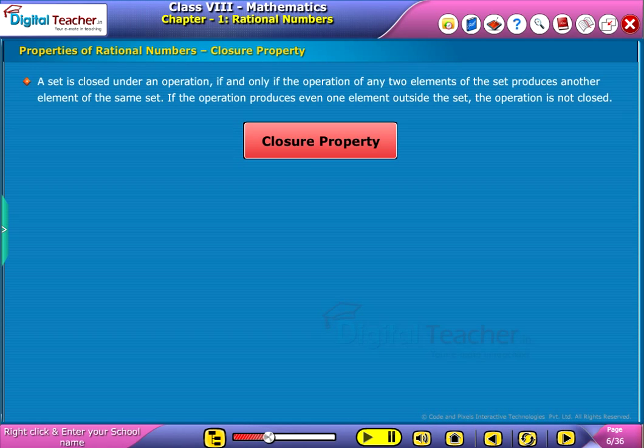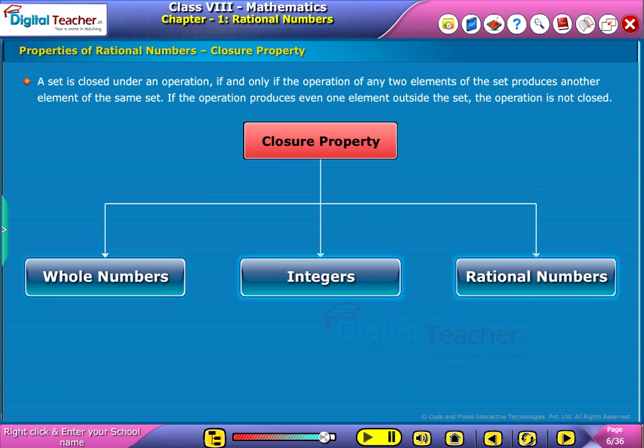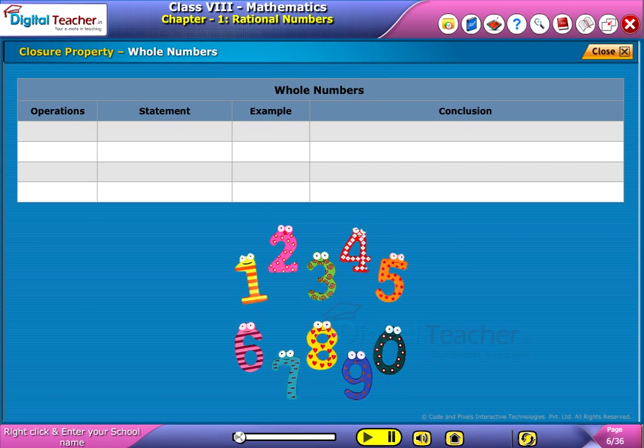A set is closed under an operation if and only if the operation of any two elements of the set produces another element of the same set. If the operation produces even one element outside the set, the operation is not closed. Click each tab to know. Let us see the closure property of operations on whole numbers.